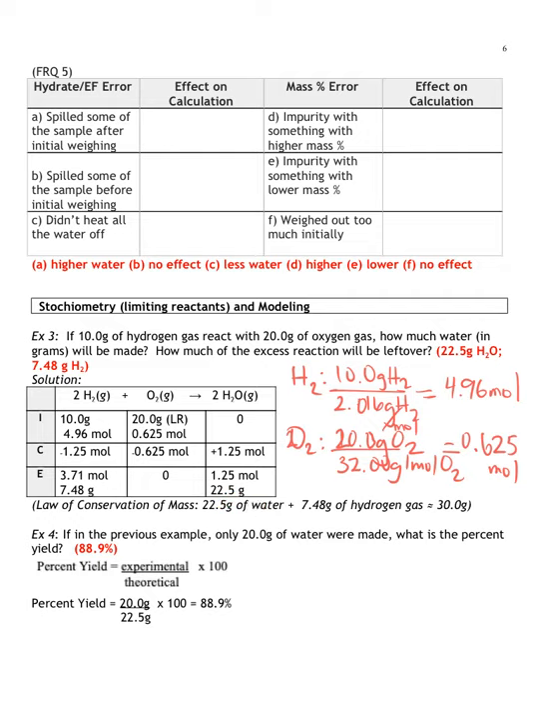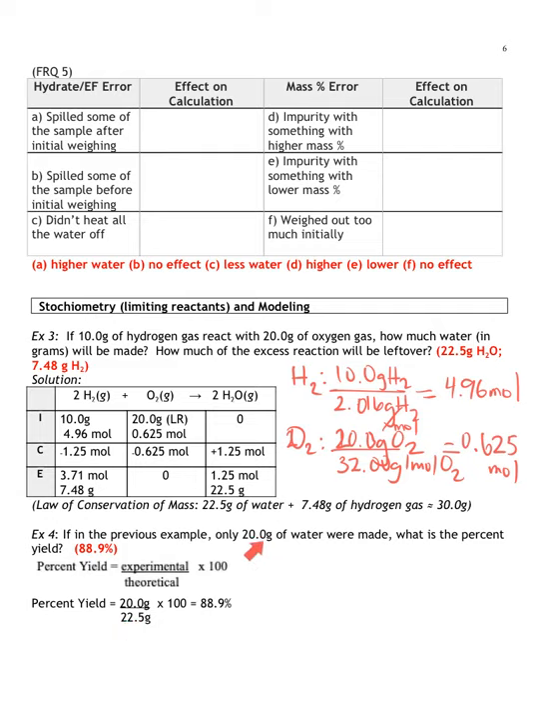Now we go to percent yield. Percent yield is just a simple equation of taking the experimental and the theoretical. Now the theoretical amount of water was 22.5 grams. That's how much you theoretically should form given these amounts of the reactants. So 22.5 grams is how much you theoretically should form.